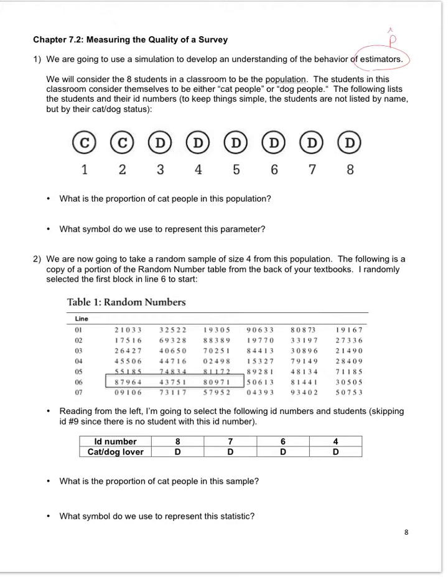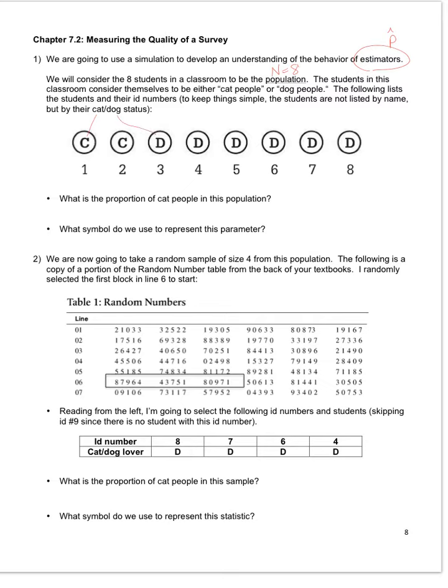All right, so we're going to consider the 8 students in the classroom to be the population. So we've got a very small population. The population size is 8. And the students in this classroom consider themselves to be either cat people or dog people. The following lists the students and their ID numbers, and to keep things simple, the students are not listed by name, but by their cat or dog status. So C is for cat status, and D is for dog status.